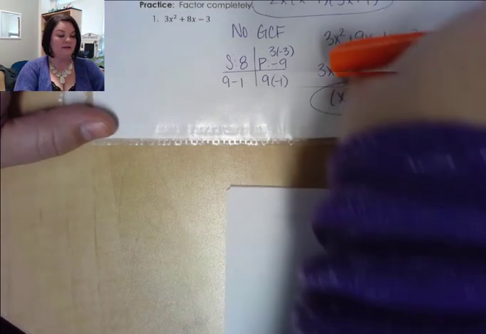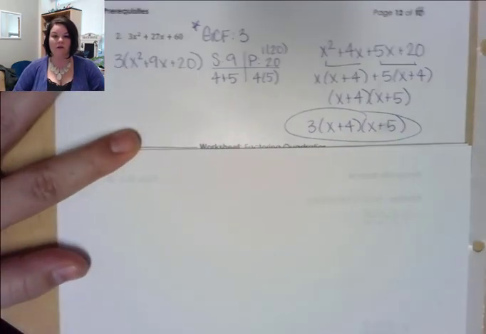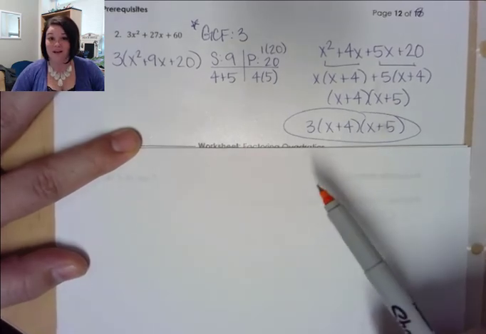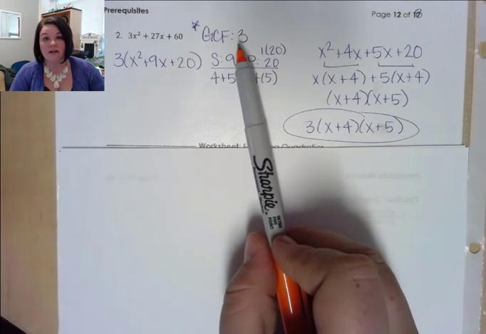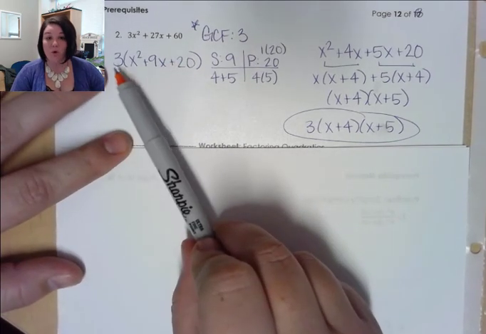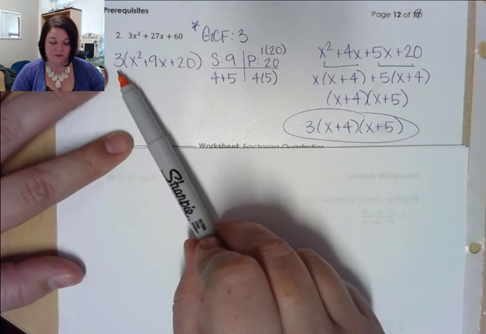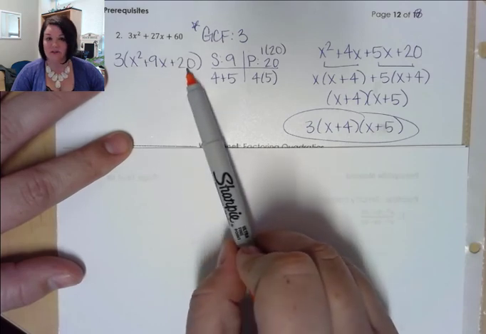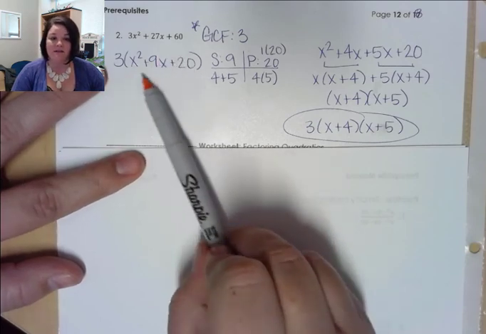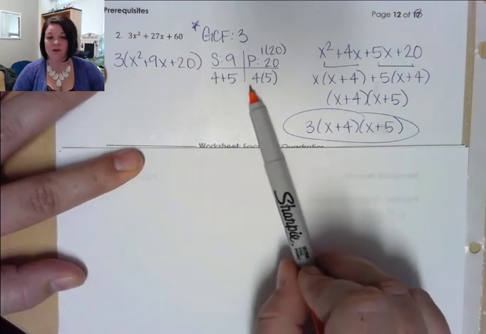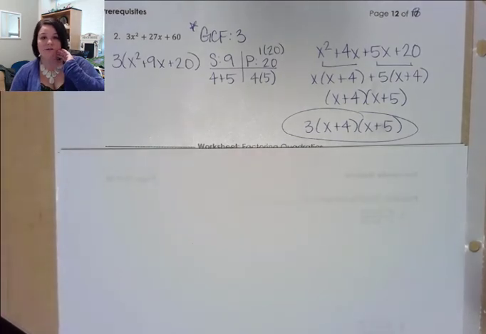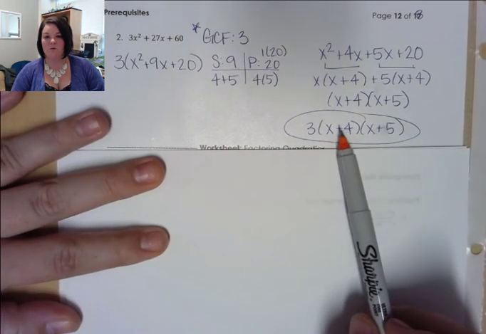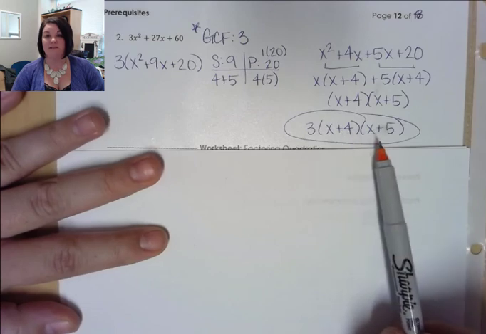If you did get that, let's look at our second practice problem, which here we had a greatest common factor, right? All of these terms are divisible by 3. So before you ever get started, you need to go ahead and pull that 3 out. Now, once you pull that 3 out, it leaves you with x squared plus 9x plus 20. And then that is what you will use to do your sum product chart. Okay, so I'm going to leave this here for just a minute so that you can check your answer. You should have ended up with 3 times the quantity x plus 4 times the quantity x plus 5.